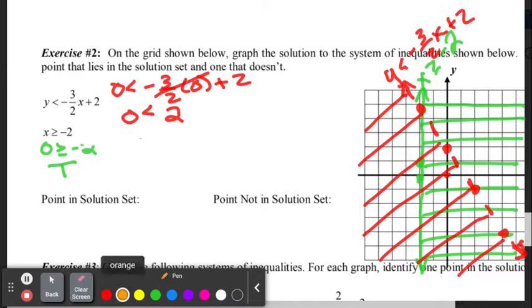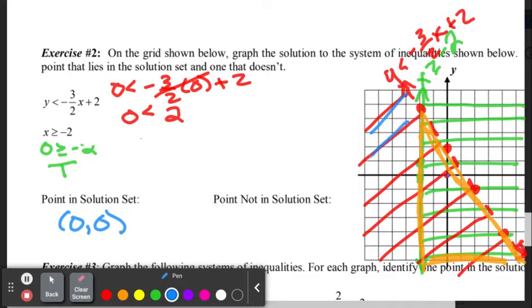Now I can see where the solution is. It's where my red and my green crisscross, all in there. So to give a point in the solution, you can say any point that's in that crisscross area. I'm going to use 0, 0. It was true for both of them. A point not in the solution can be anywhere outside of that, anywhere where I've got that crazy blue going. So I'll say 10, 10. In class, we'll go over lots of different options.